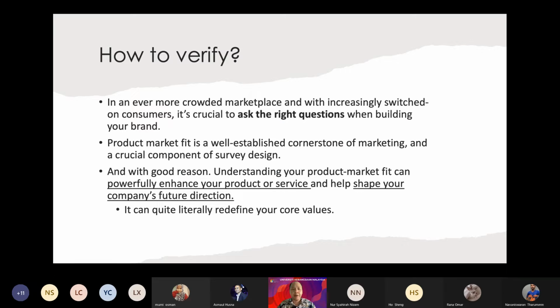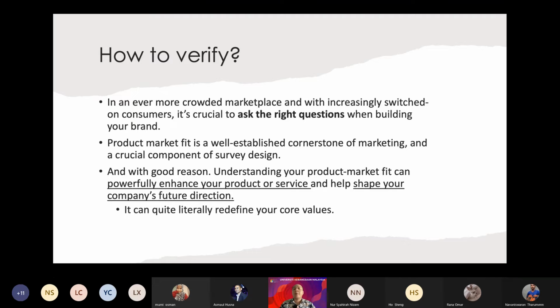Okay, now how to verify. This is the most important thing that most entrepreneurs miss, because when you miss it, you cannot progress. In an ever more crowded marketplace, with consumers increasingly switched on, it is crucial to ask the right question. When you have a potential customer in front of you and want to ask whether they like it or not, you have to have a very good and correct question to ask.